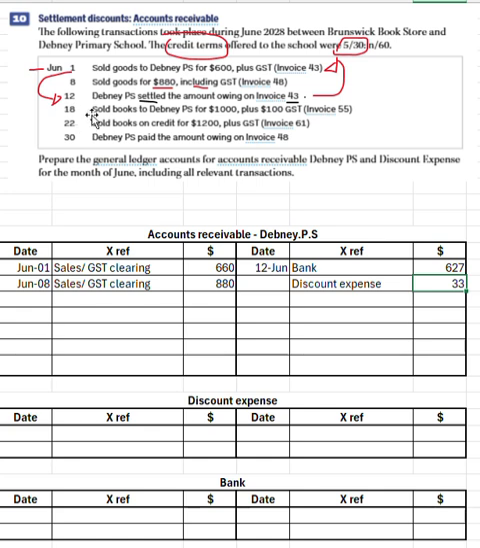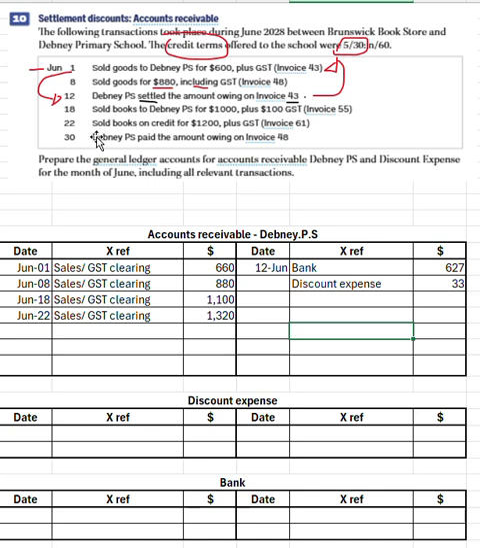Okay, then on the 18th, I'm back to the question here. We've sold goods for $1,000 plus GST on the 18th. So let's debit our accounts receivable account. Sales / GST. This will be for $1,100. And then we get to the 22nd. We've got another one. June the 20th, another sale. Sales / GST, 1,200 plus the GST, so that's 1,320.